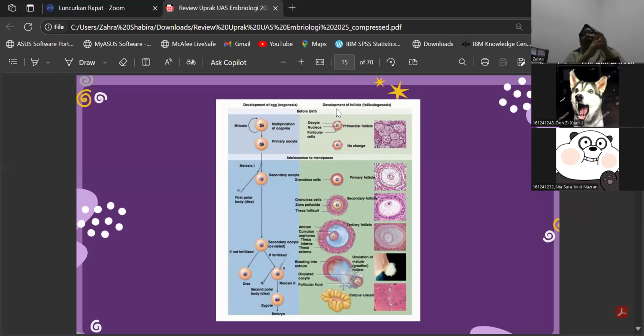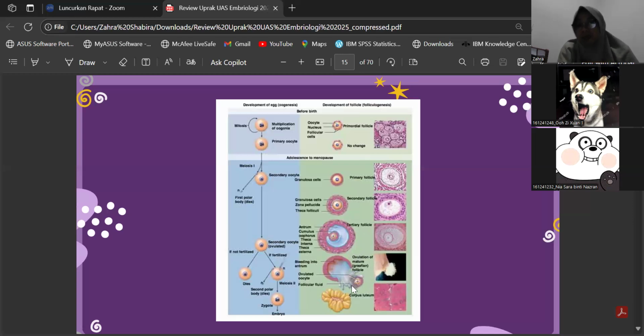Now, the oocyte only has two types. Primary oocyte, which happens from primary follicle until tertiary follicle, and secondary oocyte in the graafian follicle. While the follicle names go from primordial follicle to primary follicle, secondary follicle, tertiary follicle, and then the graafian follicle.